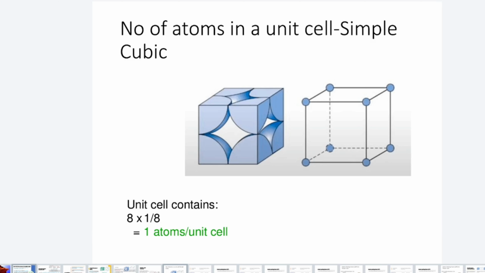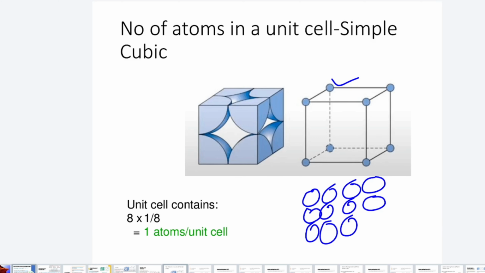Now here, the number of atoms in a unit cell of the simple cubic. So we have a simple cube. This is the simple cubic you see here, which is the building block of polonium. Now we have to find how many atoms are there in the unit cell of the simple cubic structure. As I told you, we have different atoms like this in 3D, and they are arranged like this.